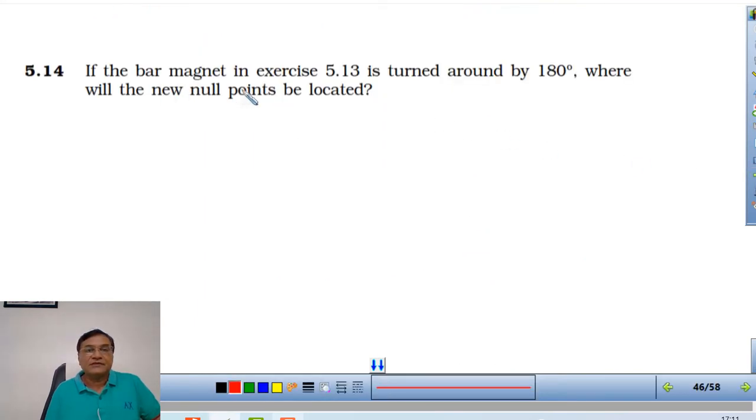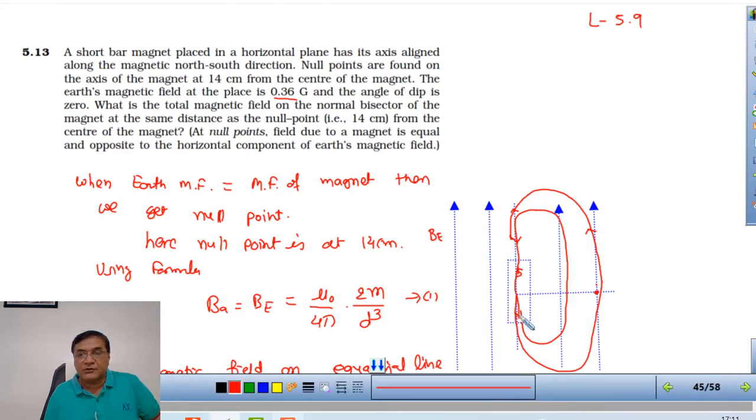If the bar magnet in this exercise is turned around by 180 degrees, where will be the new null point? Okay. So in this situation, north is down, south is up. So I turn it, so south is down, north is up.